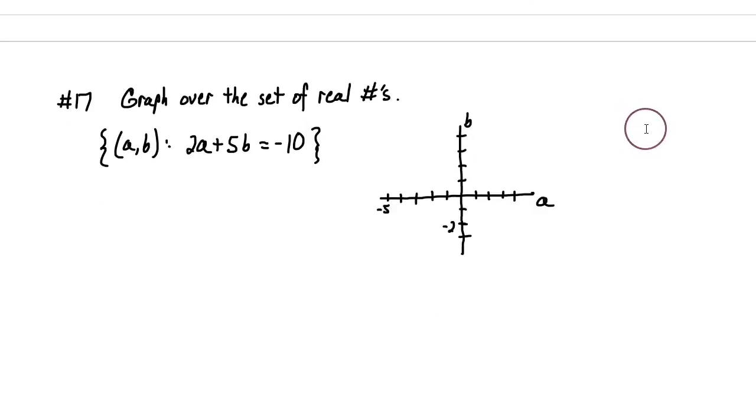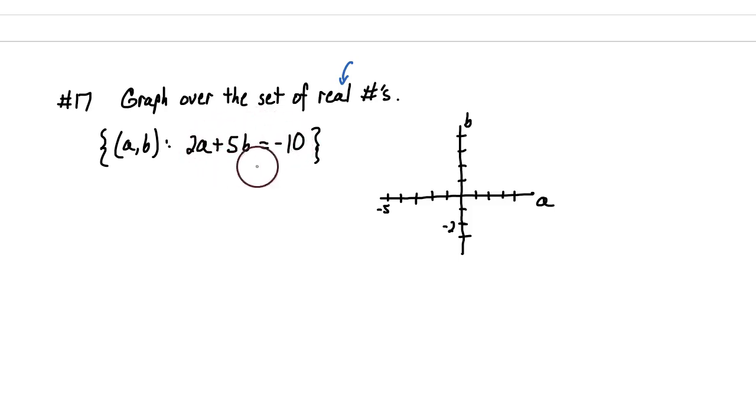Number 17, graph over the set of real numbers. So this time we're not limiting our domain to negative 3, negative 2, negative 1, and so on. We're using all real numbers as the domain. You have done this in an earlier chapter. Do you recognize this kind of equation? We're used to the letters being x and y, but it is still a linear equation.